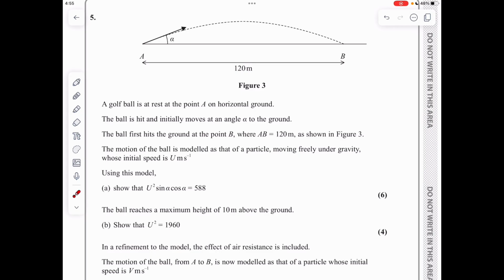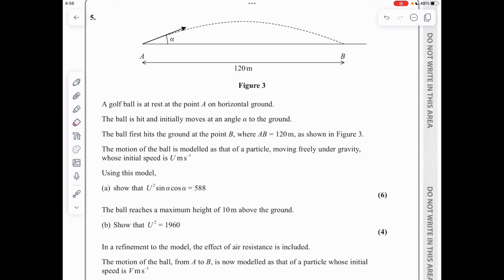In question 5, it's a golf ball which is at rest at point A on horizontal ground. It is hit and initially moves at an angle alpha to the ground. The distance AB here is 120 meters, and we are modeling the ball as a particle moving freely under gravity with an initial speed of capital U meters per second. We need to show that U squared sine alpha cos alpha is 588.